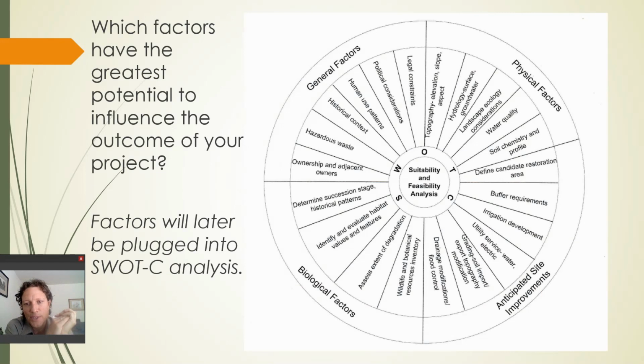And this is the SWOT-C wheel for your suitability and feasibility analysis. You're going to be getting to know this real well. But basically, you can take a bunch of those things I just mentioned and break them into 4 categories: general factors, physical factors, anticipated site improvements, and biological factors. And you can go through this wheel one at a time, one topic at a time, and assign it as a strength, a weakness, an opportunity, a threat, or a constraint.